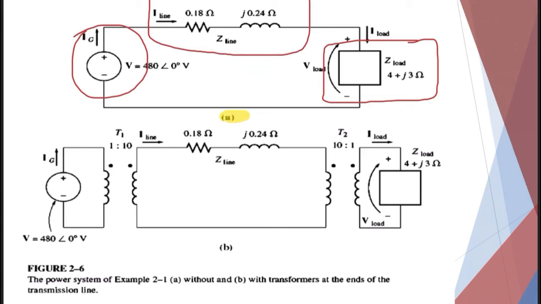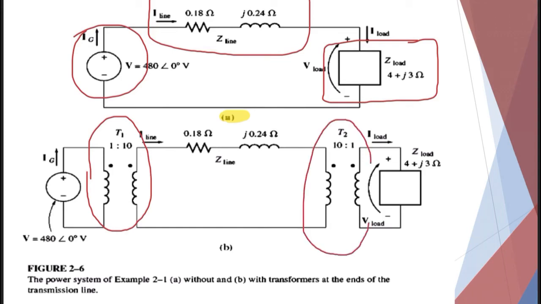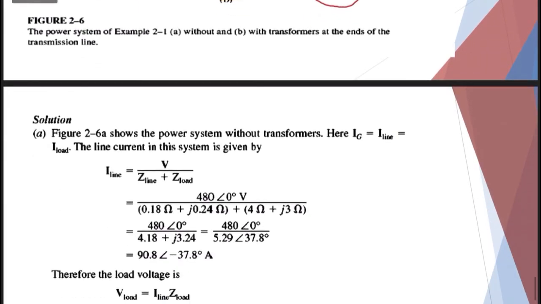For B we will add transformers, as you can see here, T1, the step-up, and T2, step down 10 to 1. We will see now the difference between part A and part B with the added transformers T1 and T2. Let's move to the next slide.